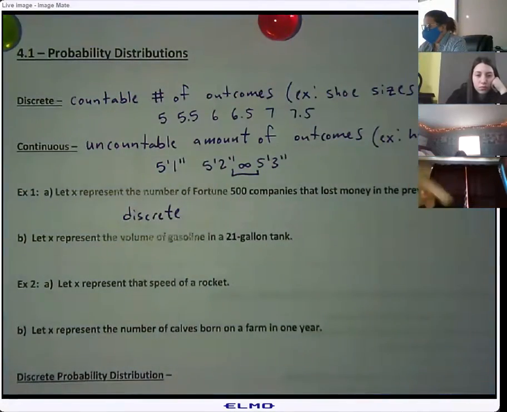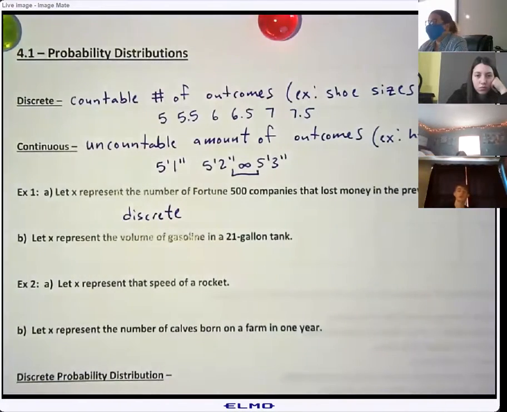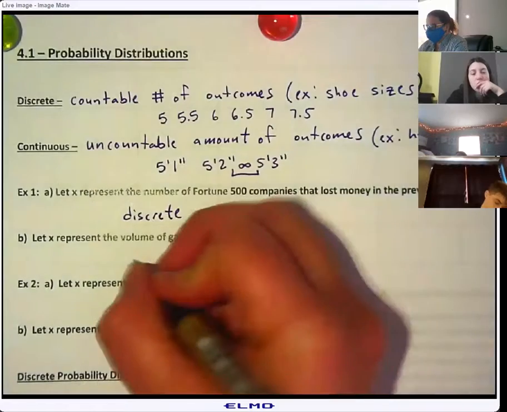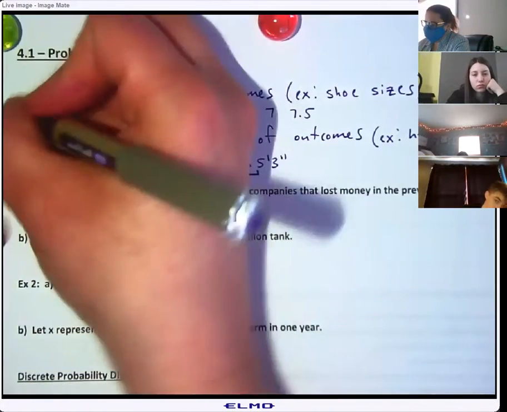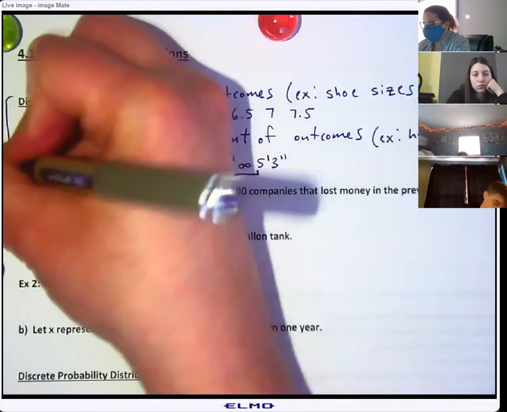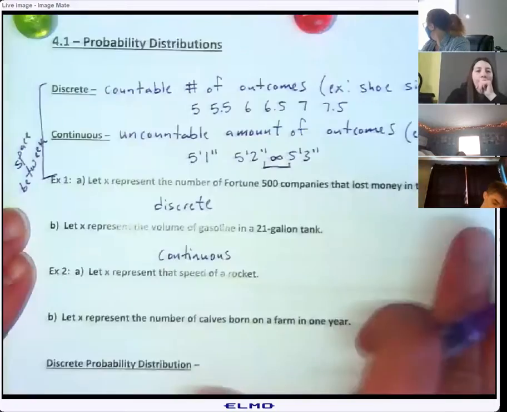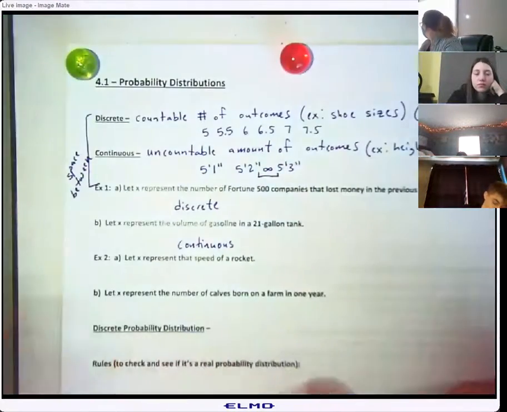The volume, how much gas is in a 21-gallon tank? Continuous or discrete? It could be 1 gallon, it could be 2 gallons, it could be 3 gallons. Could it be 3.5 gallons? Yeah. Could it be 3.75 gallons? Yeah. Could it be 3.7891115 gallons? Yeah, this is continuous. So my biggest advice here is to think about the space between. Basically, if everything is an option in the space between, then that's definitely continuous.